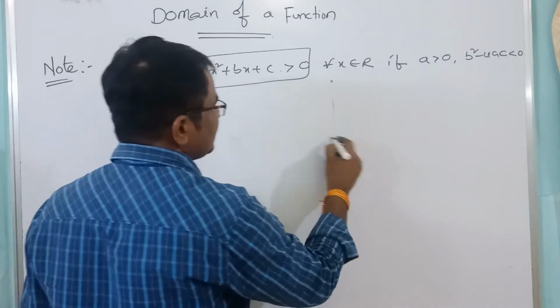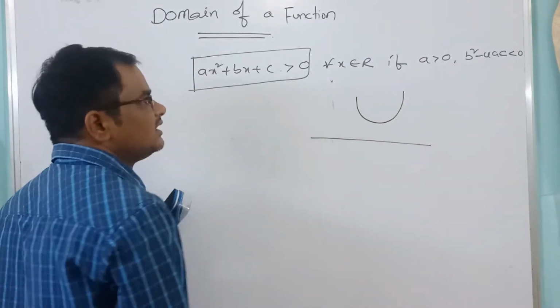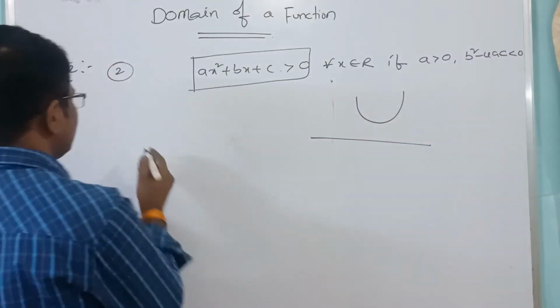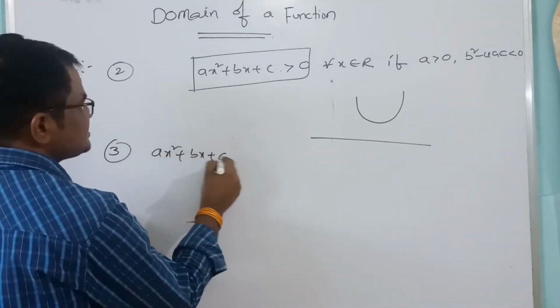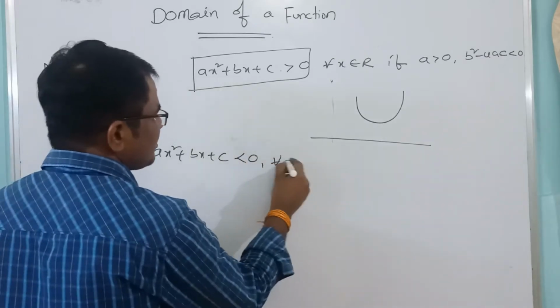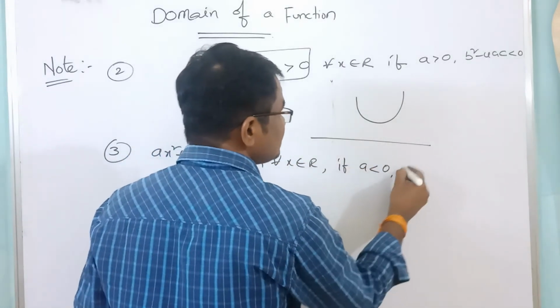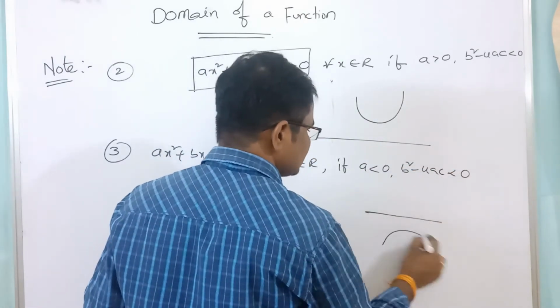So if you take y equal to this, a parabola, you will get it like this, right? Here a is greater than 0, discriminant less than 0. And the third one is ax square plus bx plus c less than 0 for all x belongs to real numbers, if a is less than 0 and discriminant b square minus 4ac is less than 0. Here you will get it like this, right?